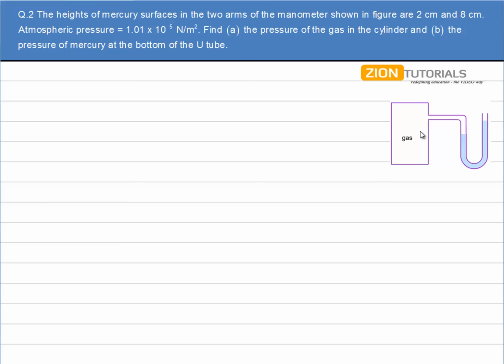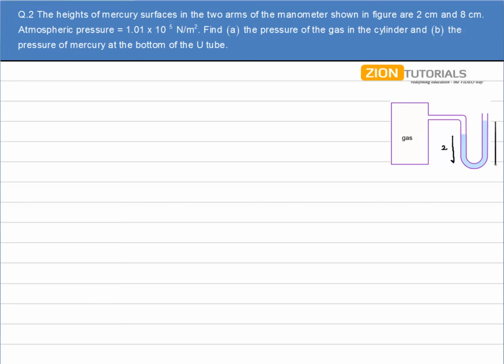The heights of mercury surfaces in the two arms of the manometer shown in the figure are 2 centimeter and 8 centimeter. Atmospheric pressure is given as this. Find the pressure of the gas in the cylinder and the pressure of the mercury at the bottom of the U-tube. Now let's say the height over here is 2 centimeter.